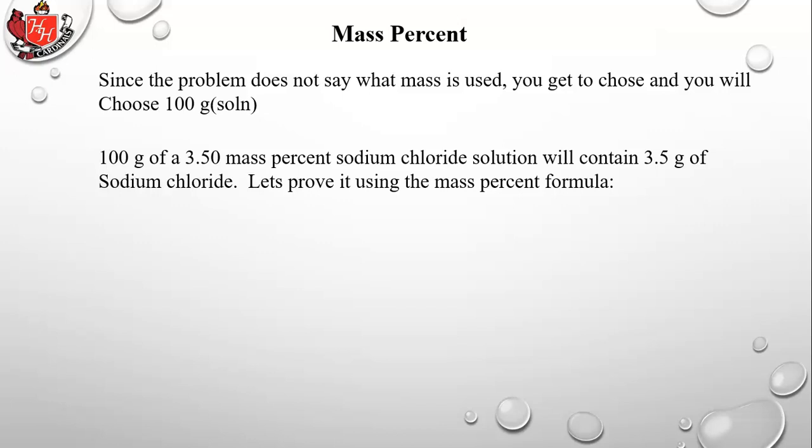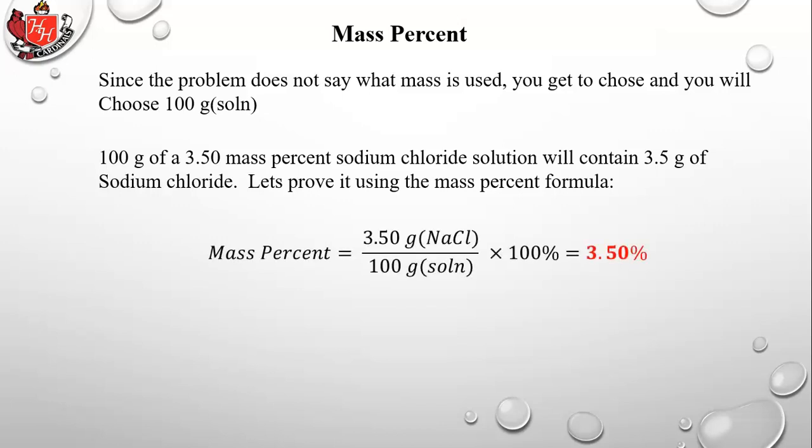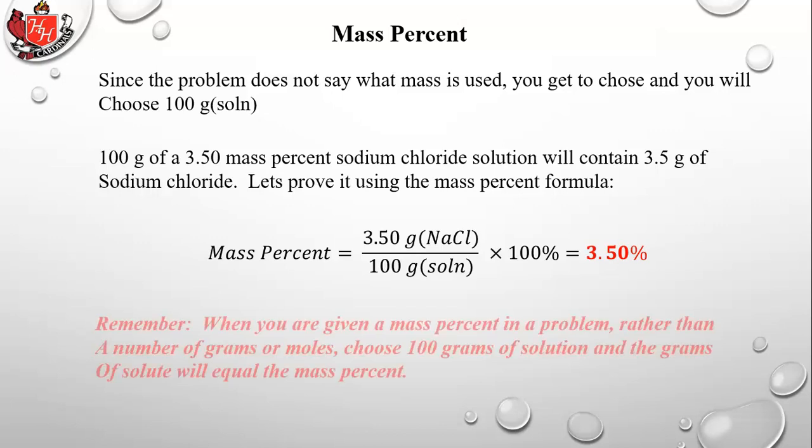Let's prove it using the mass percent formula. So 3.5 grams of sodium chloride over 100 grams of solution times 100% equals what we were given, 3.5 mass percent. So in other words, it converts the percentage to the exact same number of grams, and that makes the problem easier to solve. So you always choose 100 grams of solution, and therefore the number of grams of solute will be the same number as whatever that percent is, in this case 3.5. Remember, when you are given a mass percent problem, rather than a number of grams or moles, choose 100 grams of solution, and the grams of solute will equal the mass percent. The number will.